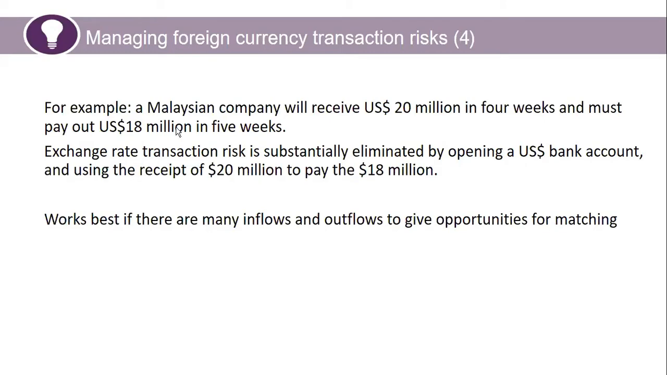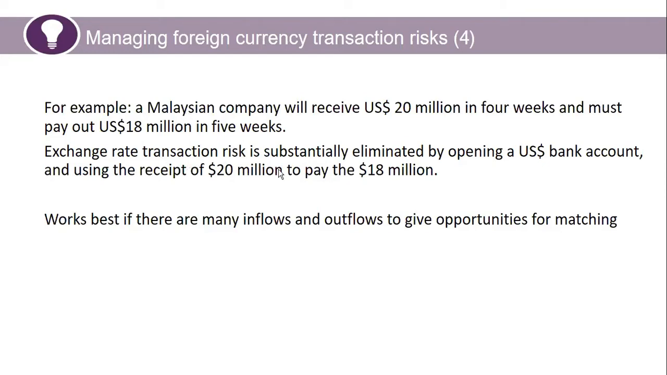For example, it's a transaction risk. A Malaysian company will receive $20 million in 4 weeks and must pay out $18 million in 5 weeks. So they are going to receive 20 million in 4 weeks' time, and then in 5 weeks' time, they have to pay $18 million. So they have a receivable coming in 4 weeks, and a payable which has to go out in 5 weeks. And it's a Malaysian company.